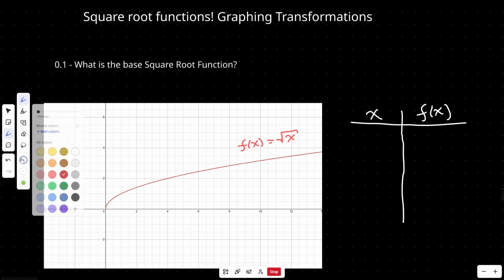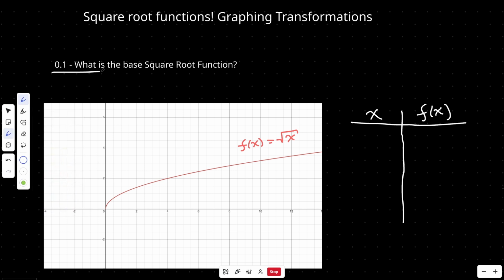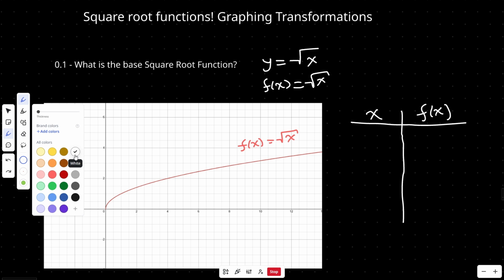So to start off, let's figure out what exactly a square root function is, or in other words, the base square root function. So here I have the base square root function graphed, and the equation for it is just y is equal to the square root of x, or f of x is equal to the square root of x. And I have it listed right here. So let's start off by picking out some x values and see what they map to on the y.